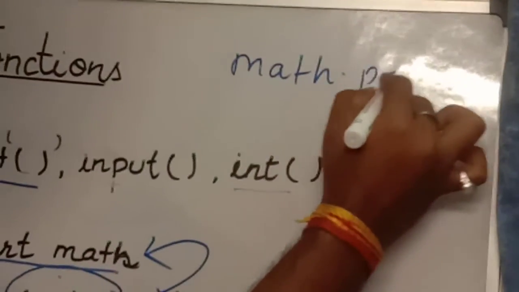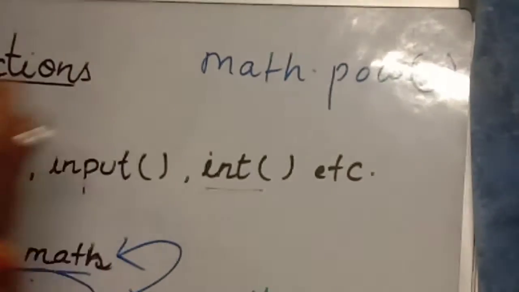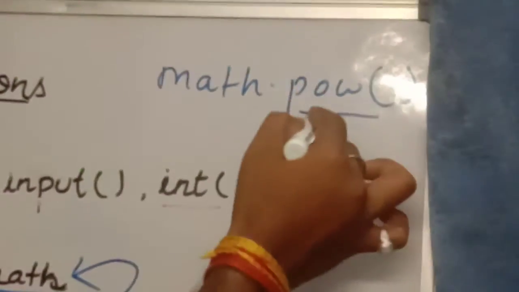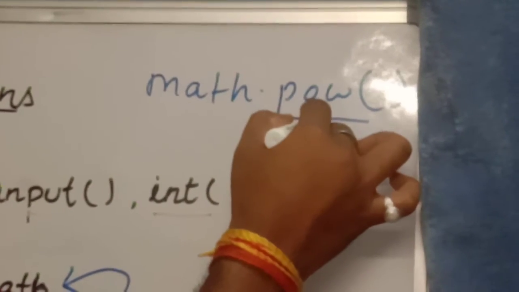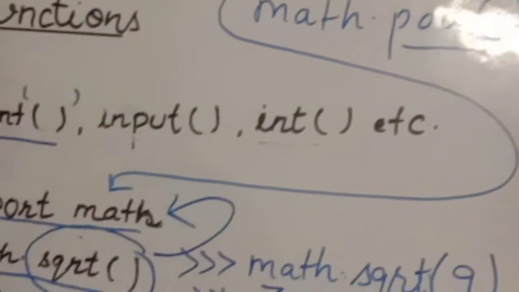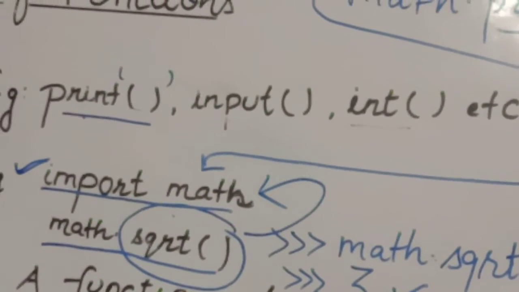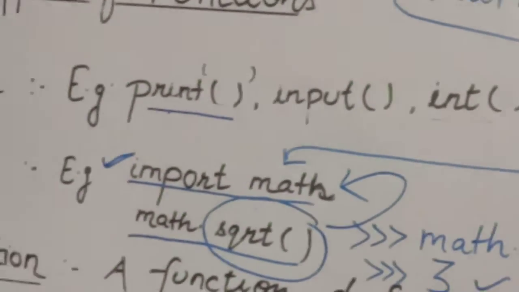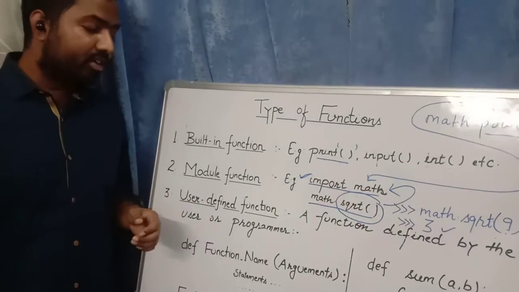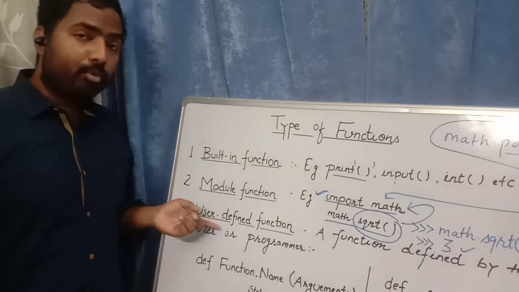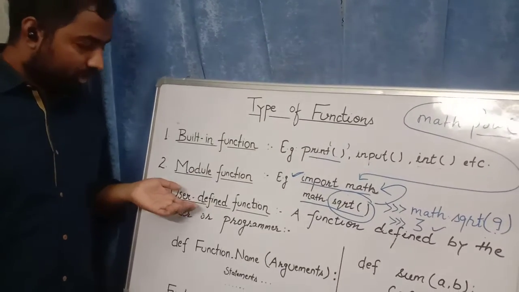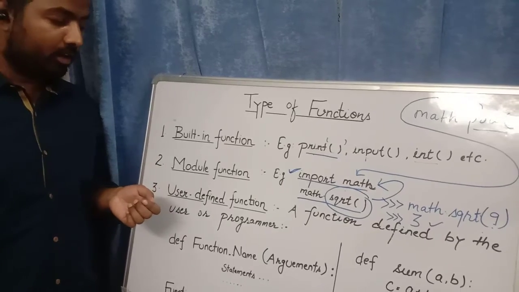Okay. And many more functions are there, like math.pow, the power function. It is also a module function and its predefined library is math. Talking about user defined functions, a function which is defined by the user or programmer is called a user defined function, and this is the important topic because your whole chapter is based on this topic only. Got it?